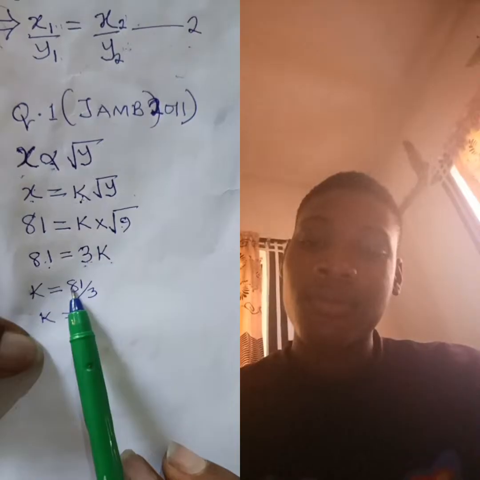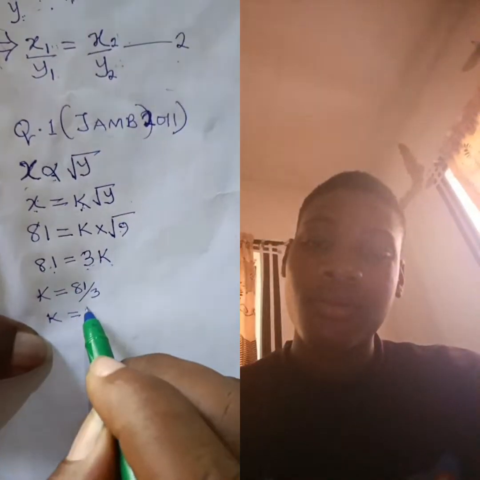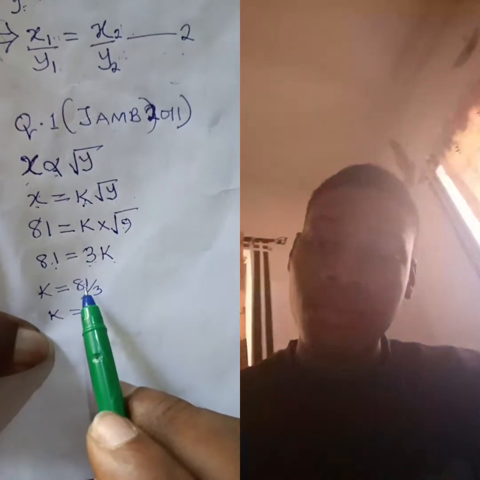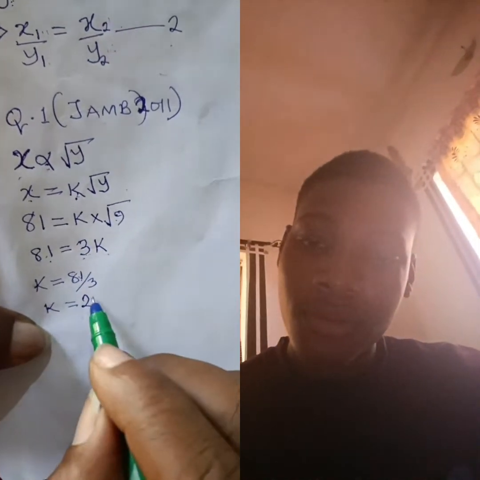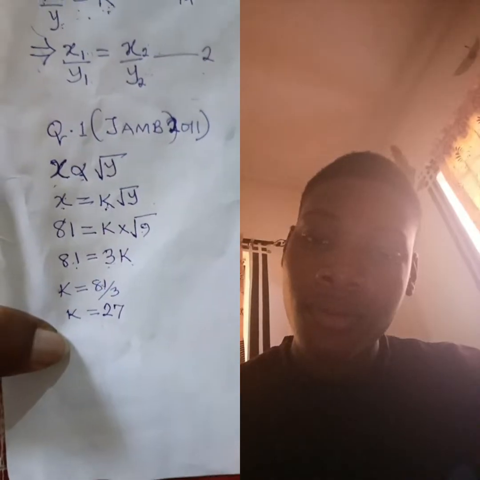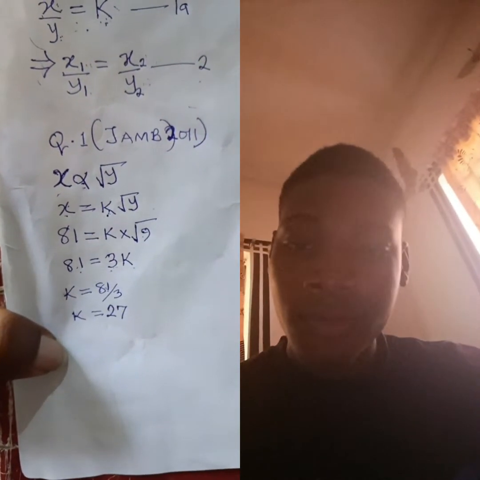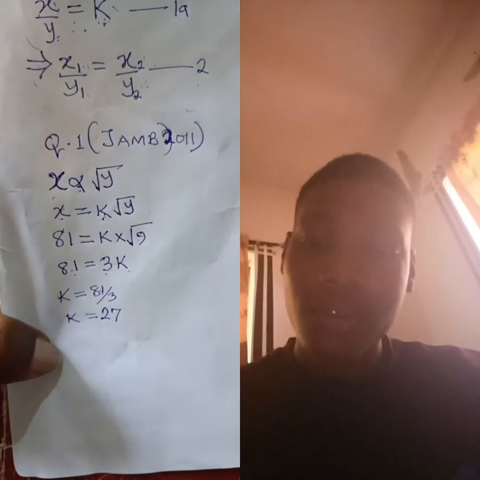3 can go into 8 2 times, remainder 2. Attach the 2 to this 1, you get 21. 3 can divide 21 7 times exactly. So K is equal to 7. We have gotten the constant. Are you following? Yeah.